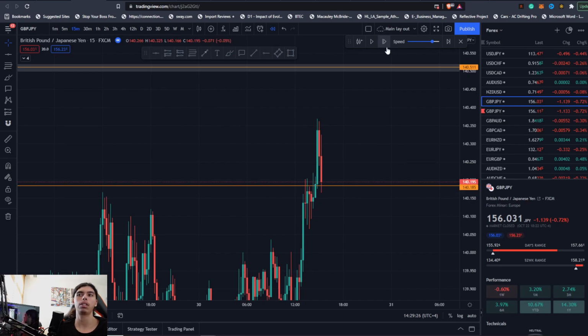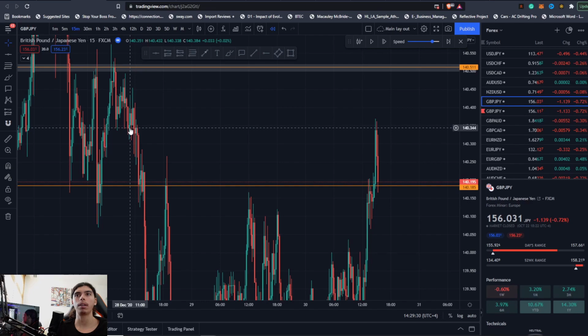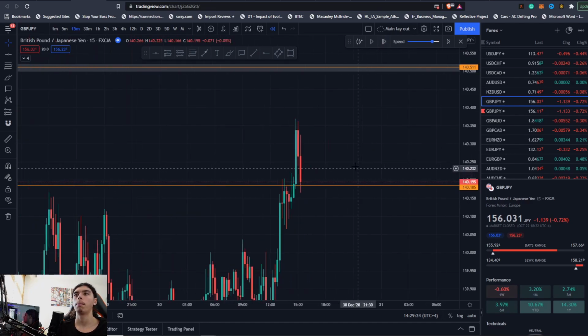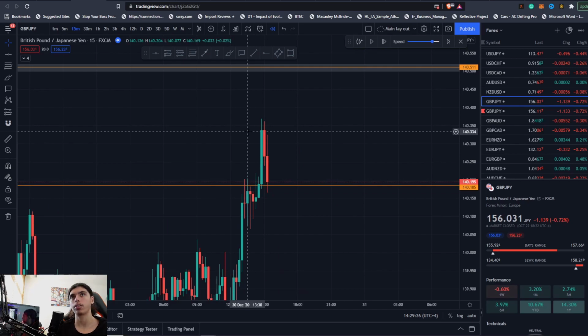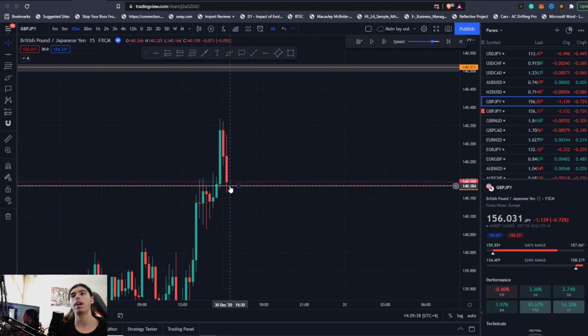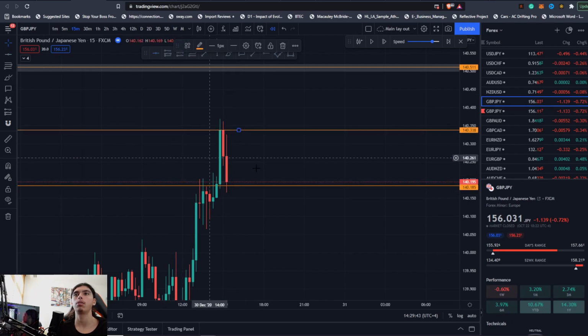Look at this. You see? Move out, retrace back. Why? Because you have to keep this zone in mind. This is a very, very precious zone. But now we have a target, right? So this is what interests me. Now we have a target. If we can form some sort of support here, I'm going to take buys to this area here.